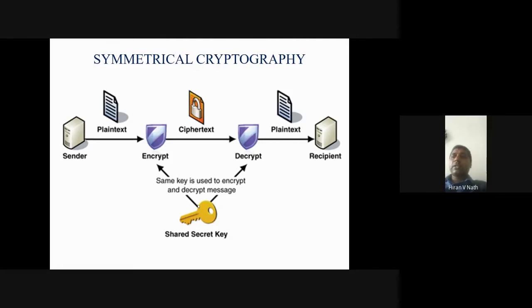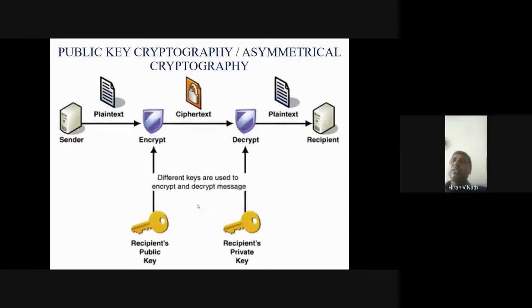So the sender has a plain text which has to be encrypted with a key, with a known algorithm, and it would be converted into ciphertext. It would be sent to the receiver. The receiver would use this ciphertext along with the same key, which is the shared key, for decrypting the data. So this is the basic symmetrical crypto system.